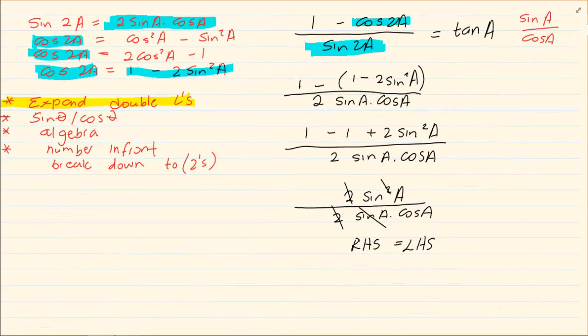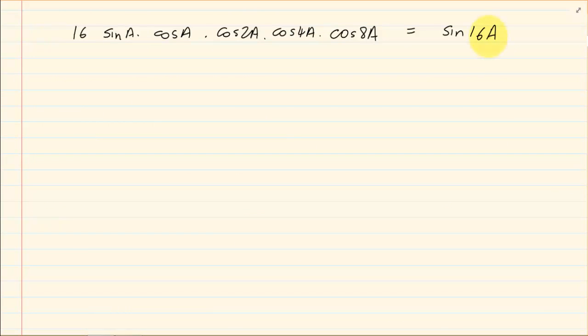Right. Now, when we are given an identity where there is usually a number in front, it is advisable to break it down into twos. Look at the following example. If you are going to expand 16, and then you're going to have 8, and then you're going to have 4, it's going to be a long process.